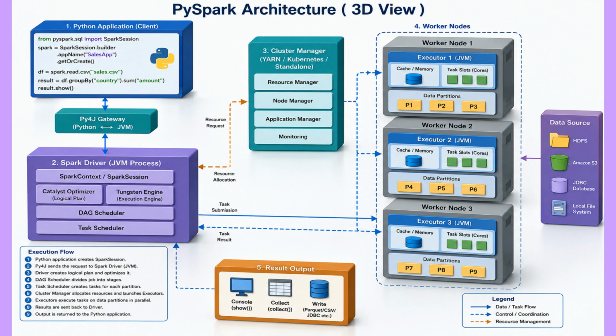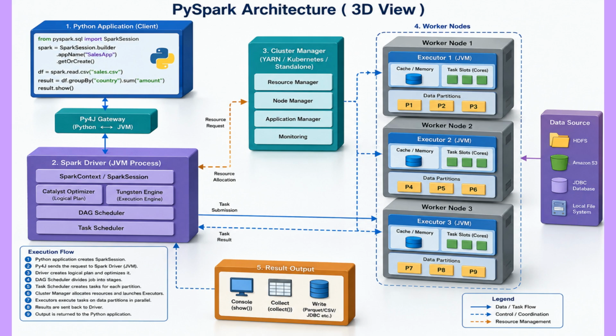Step 4. Worker nodes. Worker nodes are machines within the cluster that perform actual data processing. A Spark cluster can contain one or many worker nodes depending on the workload requirements. Each worker node provides computing resources, such as CPU, memory, and storage. The worker nodes host executors, which are responsible for executing Spark tasks. These nodes work together to process large datasets in parallel.